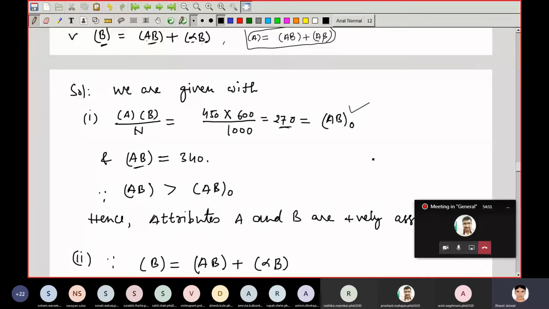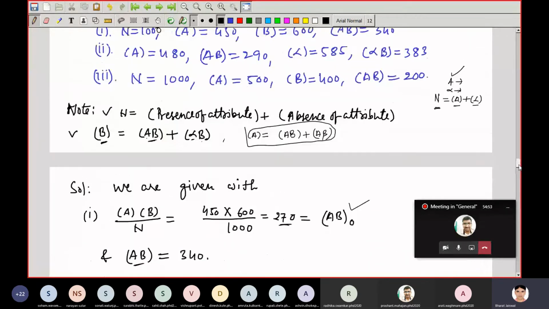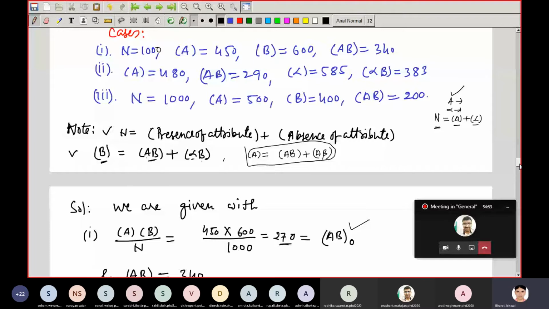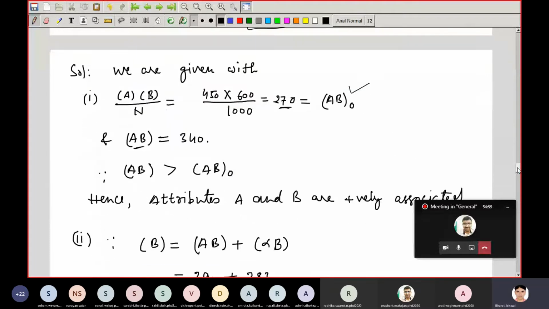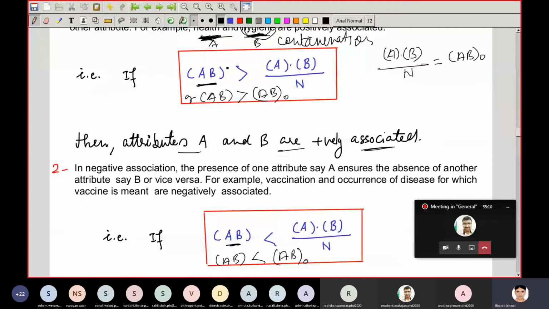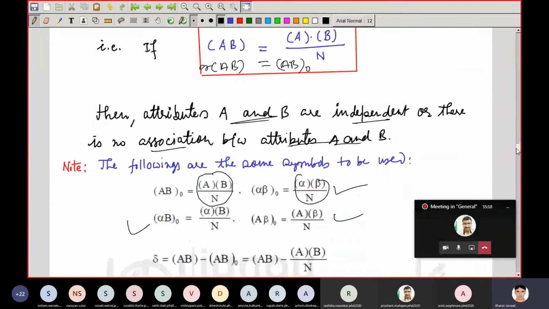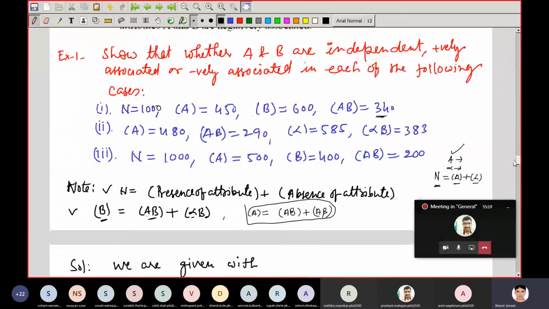Now the question is, what about AB? AB is already given, having both, 340. So the frequency of the attribute AB is greater than (A)(B)/N. If such a result is there, then we can say that both are positively associated. Getting, students? These are the given data.